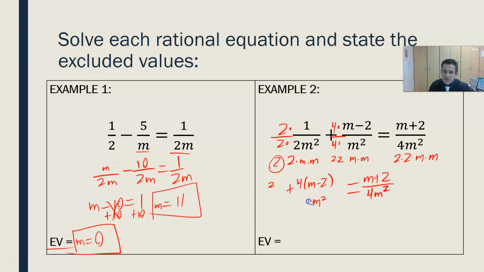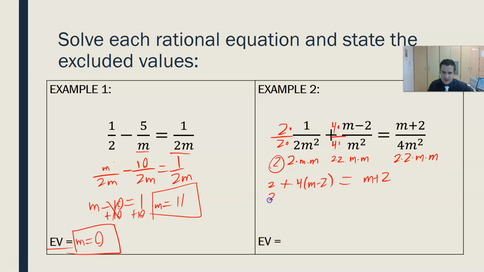So notice now I have a common denominator across all sections of this rational equation, so I can get rid of the denominators. I don't even have to worry about them for a minute, and I can just solve using what was in the tops of those fractions. So I have 2 plus 4m minus 2 equals m plus 2. Okay, so now this is something that I can solve.